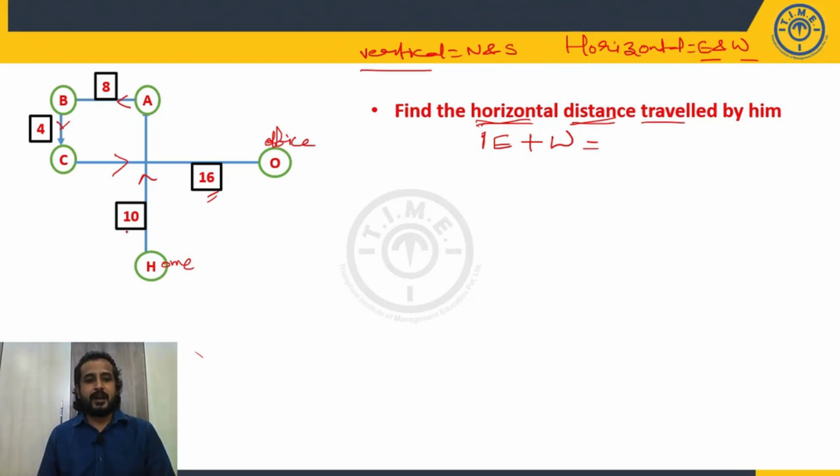So how much is he traveling in the east here? 16. Okay. How much is he traveling in the west? 8. So 16 plus 8. So what will be my answer? 24. So 8 meters he traveled in this way and 16 meters he traveled in this way. So total how much he traveled? 24 meters. What is the horizontal distance traveled by him? 24 meters. Fine. Okay.